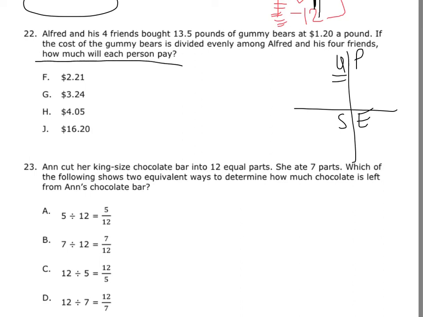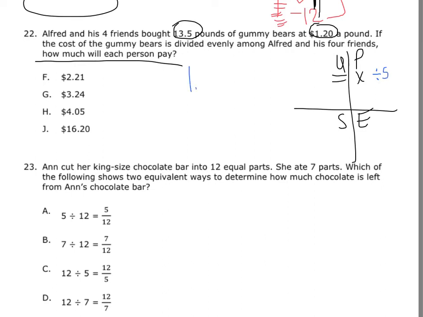First of all, we need to multiply because they bought all of these gummy bears and they're going to put that chamoy on them and eat them with a spoon. I need some of that now. And it's $1.20 a pound. They're not buying just 1 pound, they're buying 13.5 pounds. So first we have to multiply to see how much they're going to pay, and then they're going to divide it evenly. How many people are they going to divide it by? There's not just 4 of them, there's 5, so they're going to divide by 5.